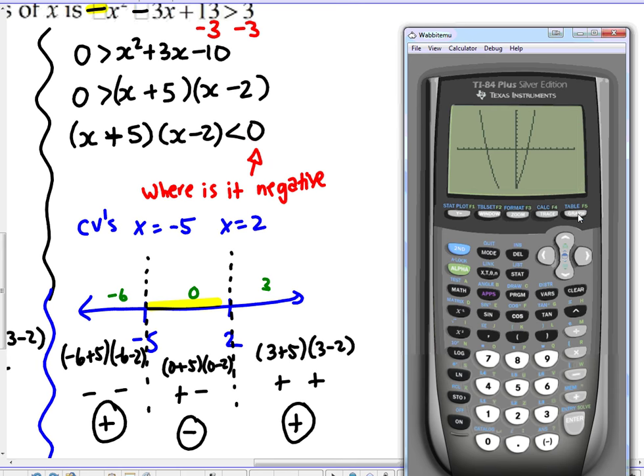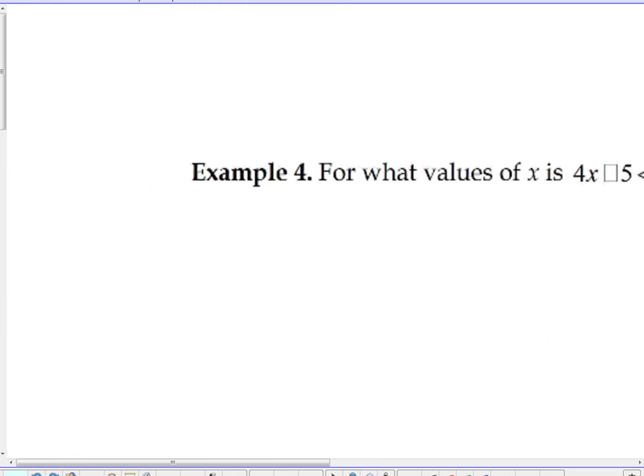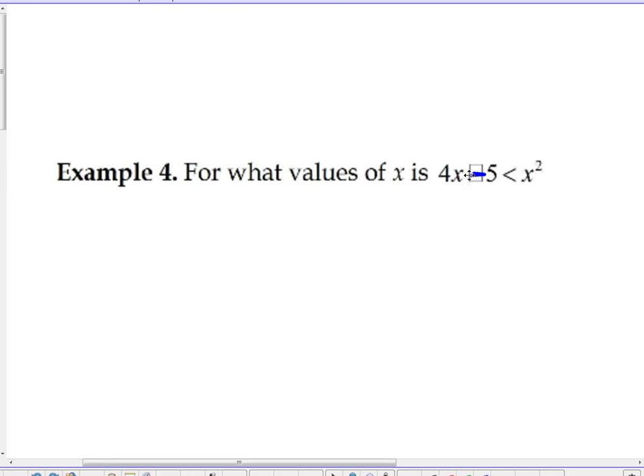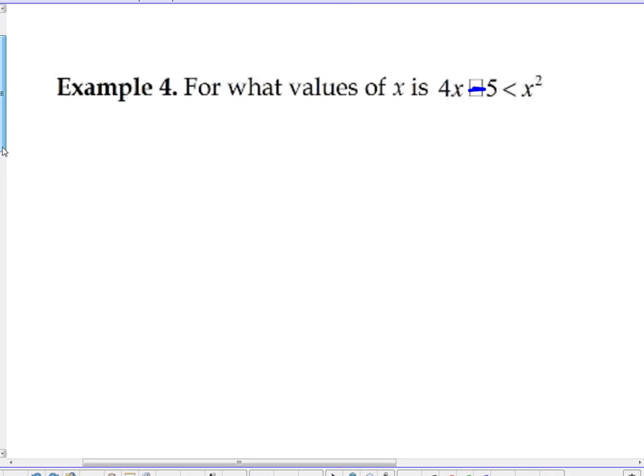Oh! Oh, no! Stay there. Okay, because I put my stuff here. Okay, let's look at a different case. Silly minus sign.